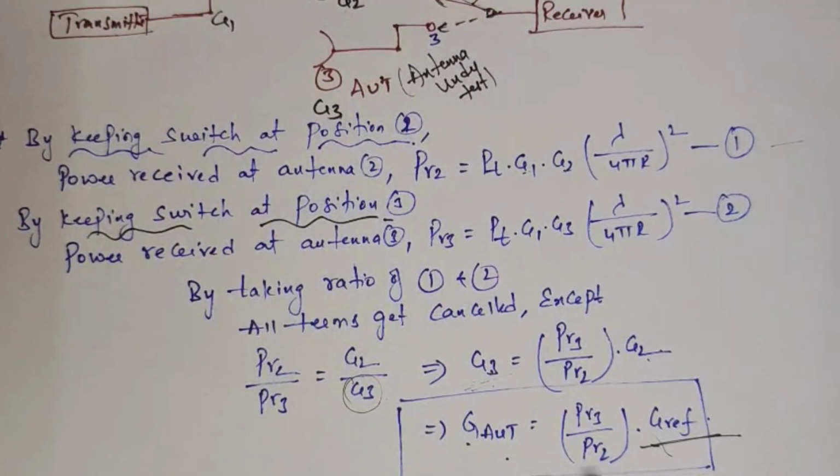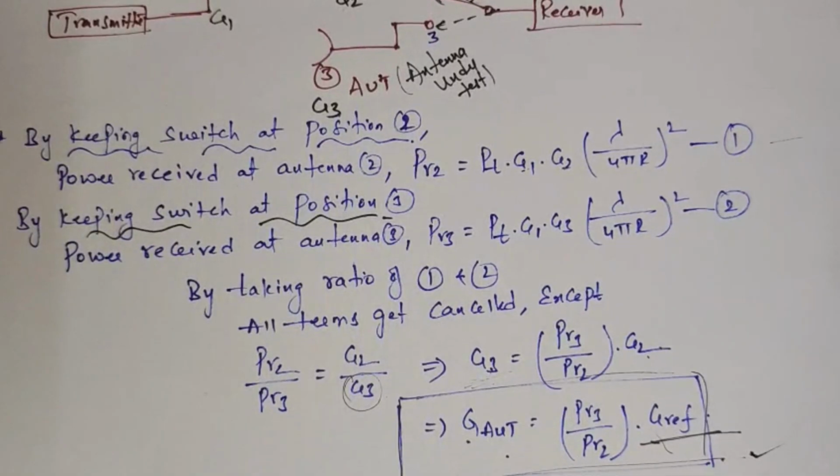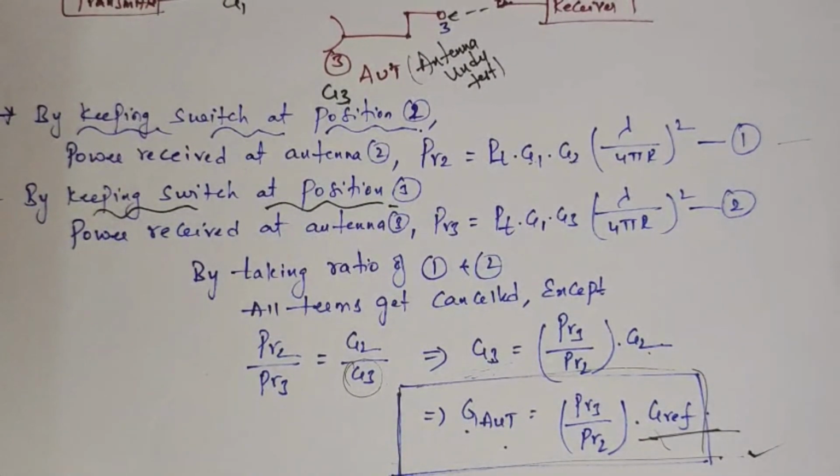That's it. We can find the gain of the antenna under test by using the direct comparison method. This is the concept of measurement of gain.